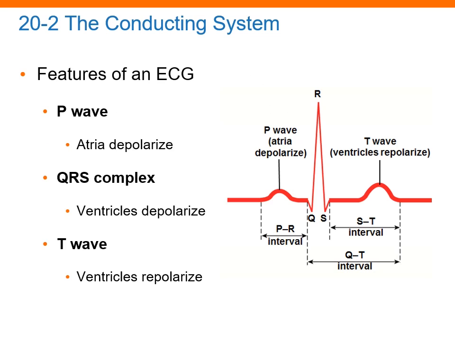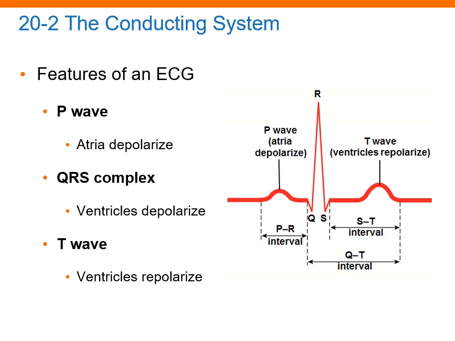So again, we talked about these, but now I actually have them on the slide. So the features of the EKG are the P wave, and you're going to be responsible for knowing what part of the heart is depolarizing or repolarizing during these waves, and then during the flat phases, where is the action potential? Where is it traveling? So the P wave is atrial depolarization.